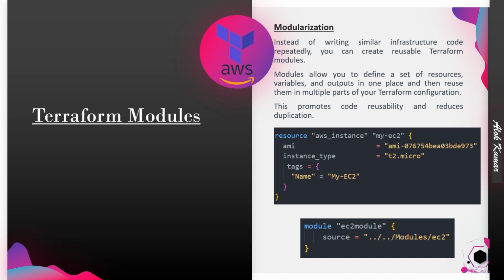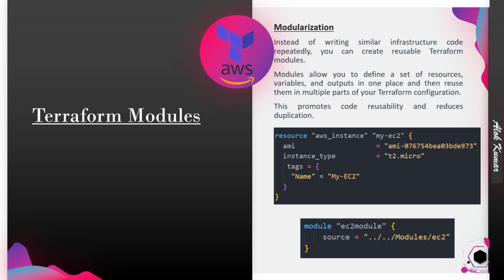Modules allow you to define a set of resources, variables and outputs in one place. So you consider a piece of code as a module. Suppose in this example I'm considering EC2. We have to create an AWS instance several times, so we don't need to write it again and again. A piece of code which we keep in a module folder, we consider as a Terraform module, and we can utilize it in a different project.